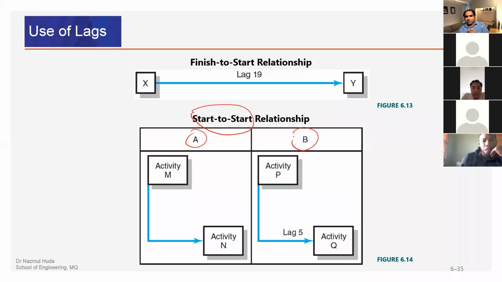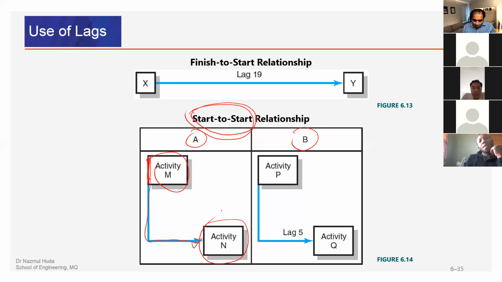And what is the basic purpose of lag? So lags help us in optimizing the network diagram. That means if we know exactly how much lag we have from start to start, we can start planning the following procedure. So say for example, we have a start to start relationship in this slide, which is A, activity M. This is the start time of activity M, and this is the start of activity N.